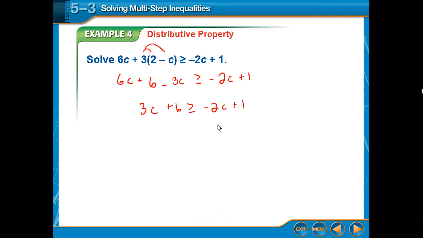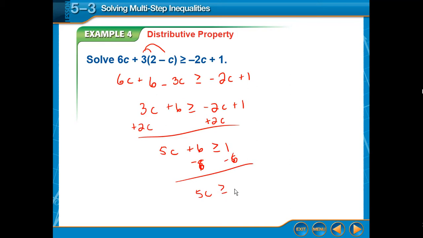Again, I want to get my c's together, my variables. So I'm going to add 2c to both sides, and I get 5c plus 6 is greater than or equal to 1. Now I'm going to subtract 6. So then I have 5c is greater than or equal to negative 5. To get c by itself, I'm going to divide both sides by 5, and I get c is greater than or equal to negative 1. And that's my answer.